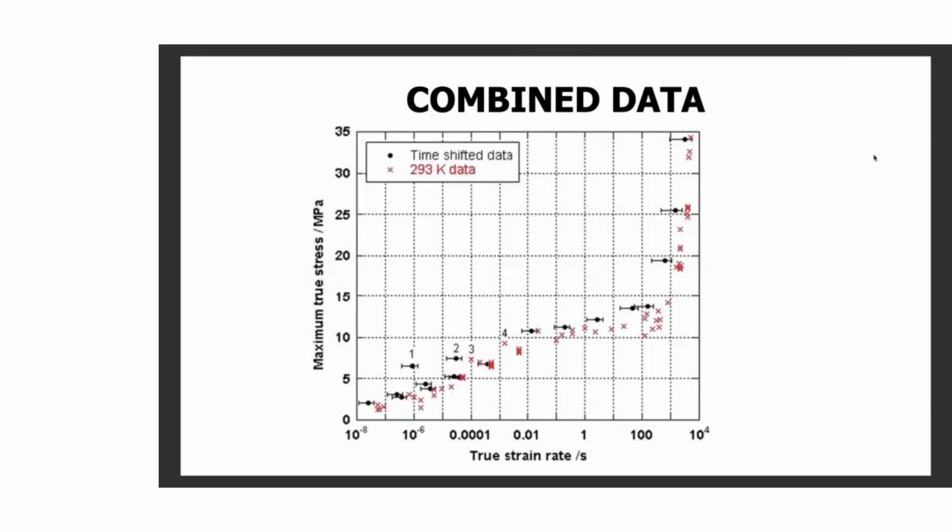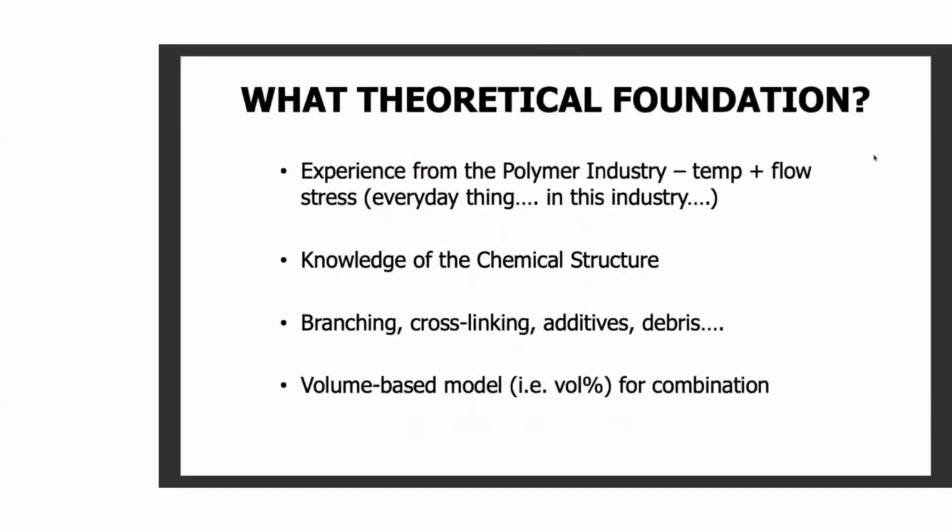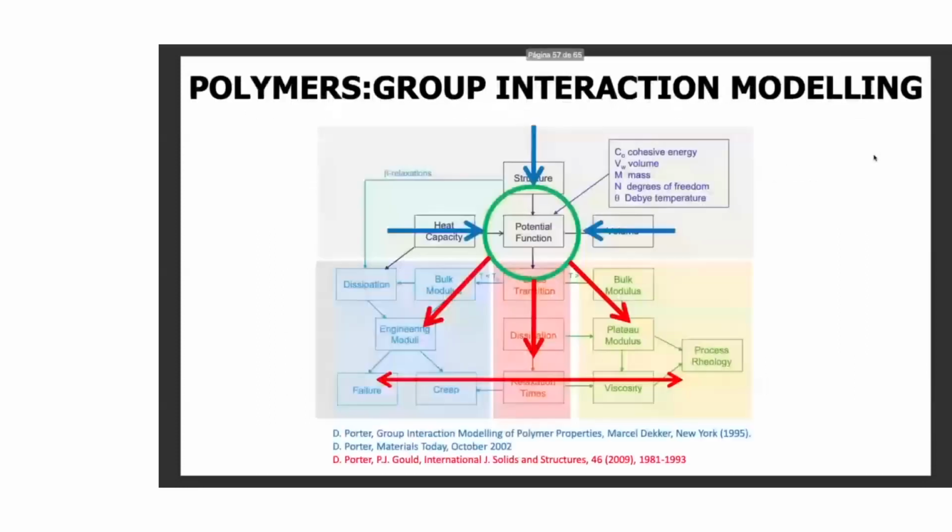So what's the theoretical foundation of this type of model? Well, you're taking experience from the polymer industry: temperature, flow, stress, something they deal with every day. They also have knowledge of the chemical structure. They do things like cross-linking, put in additives, etc. And they generally use a volume-based model for combining different components. This is called the group interaction model.